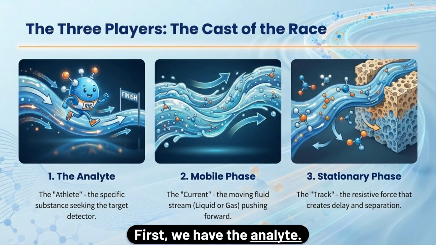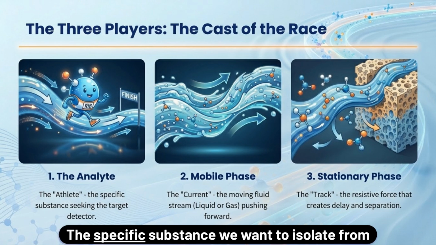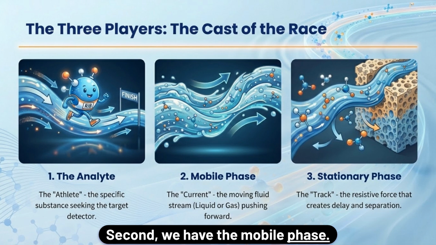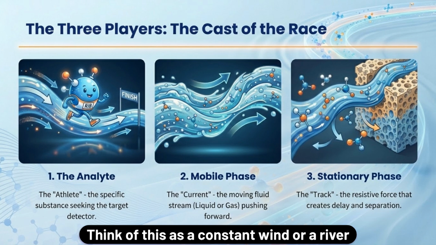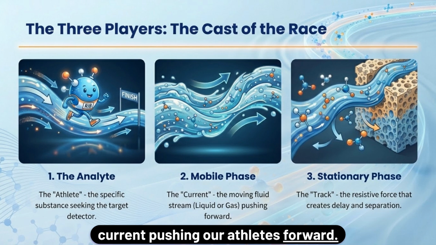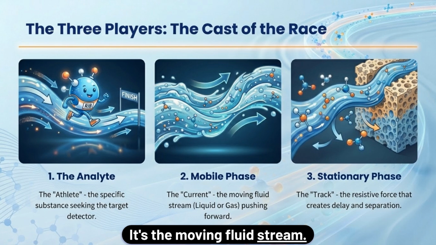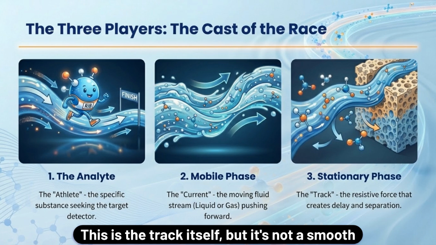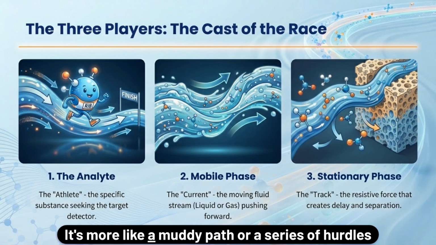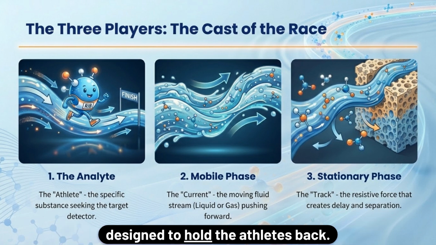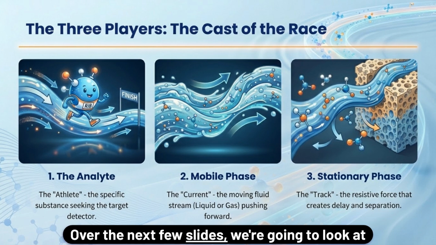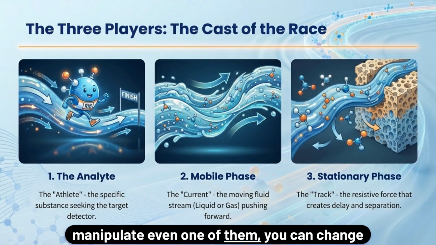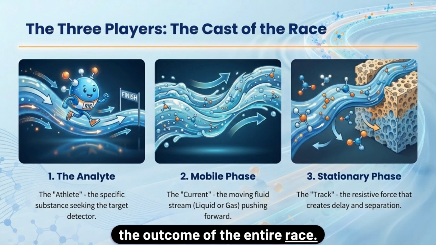First, we have the analyte. That's our athlete, the specific substance we want to isolate from the mess. Second, we have the mobile phase. Think of this as a constant wind, or a river current, pushing our athletes forward. It's the moving fluid stream. Finally, there's the stationary phase. This is the track itself. But it's not a smooth track. It's more like a muddy path or a series of hurdles designed to hold the athletes back. Over the next few slides, we're going to look at each of these in detail, because if you can manipulate even one of them, you can change the outcome of the entire race.